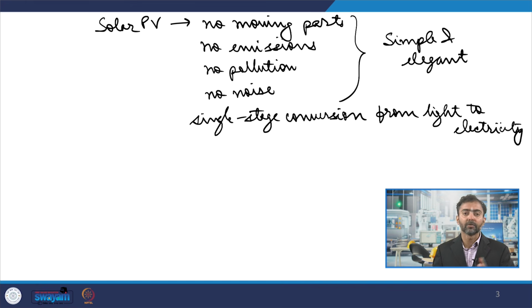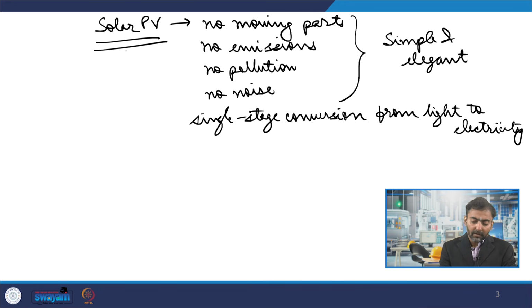Despite the fact that we have been using solar energy, the energy from sun, in different ways across the entire history of mankind, for our different needs, for our heating, lighting, food, different types of needs. For warmth, we have been using it. But solar PV is one very interesting thing, that it is just converting light to electricity in a single stage, without any moving parts, without any noise, without any emissions, without any pollution. And that is what gives a very unique nature to solar PV, and that is why it is becoming very, very popular in the recent times.